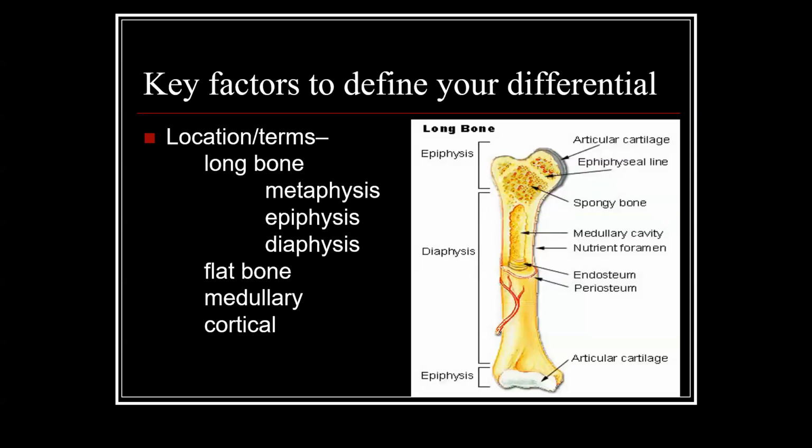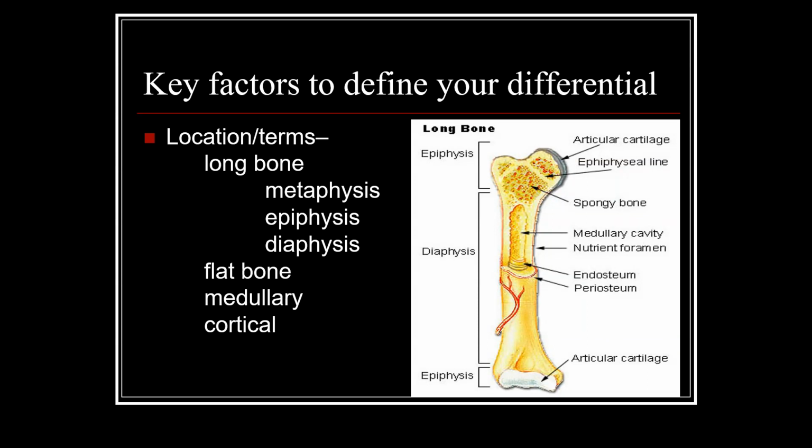Now, another feature to be aware of is obviously location. And this means that you need to recall to mind some of the basic anatomical terms for the morphology in the bone. And particularly with regard to long bones, we have a metaphysis, we have the epiphysis where the growth plate is, and then we have the diaphysis. So the metaphysis, of course, is just between the physes, and the epiphysis is at the end of the physes, so to speak.